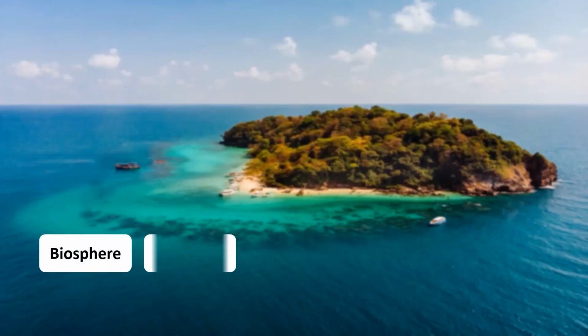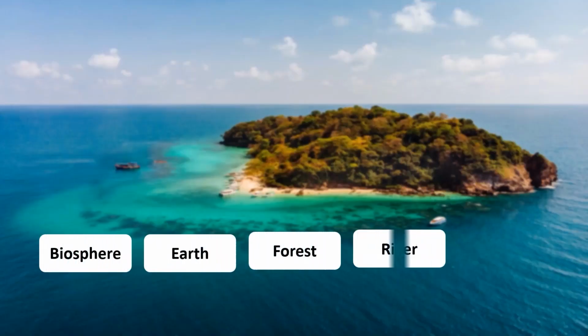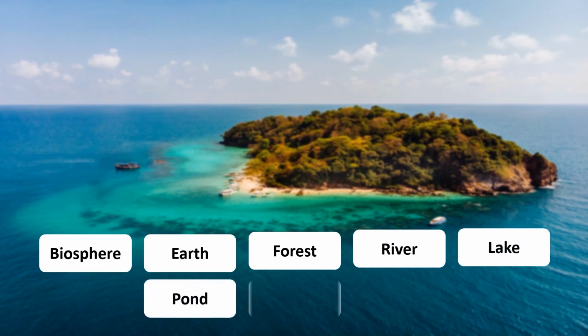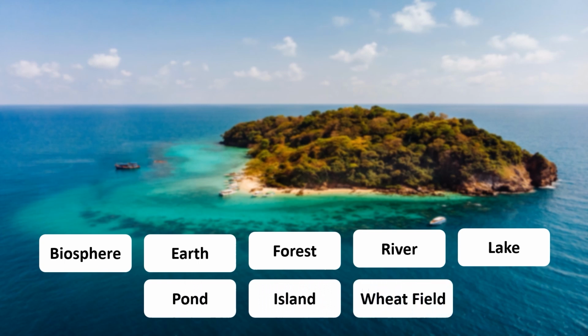And again, for your easy accessibility or for your convenience, you can divide them into islands. You can study the island ecosystem. You can study the pond ecosystem, or you can study the grassland ecosystem. So you need to divide or subdivide to study a small area of an ecosystem. Now, an ecosystem can be the biosphere, it can be the earth, it can be the forest, it can be the river ecosystem, it can be a lake ecosystem, it can be a pond ecosystem, an island, even a wheat field. You can study the ecosystem of the wheat field.